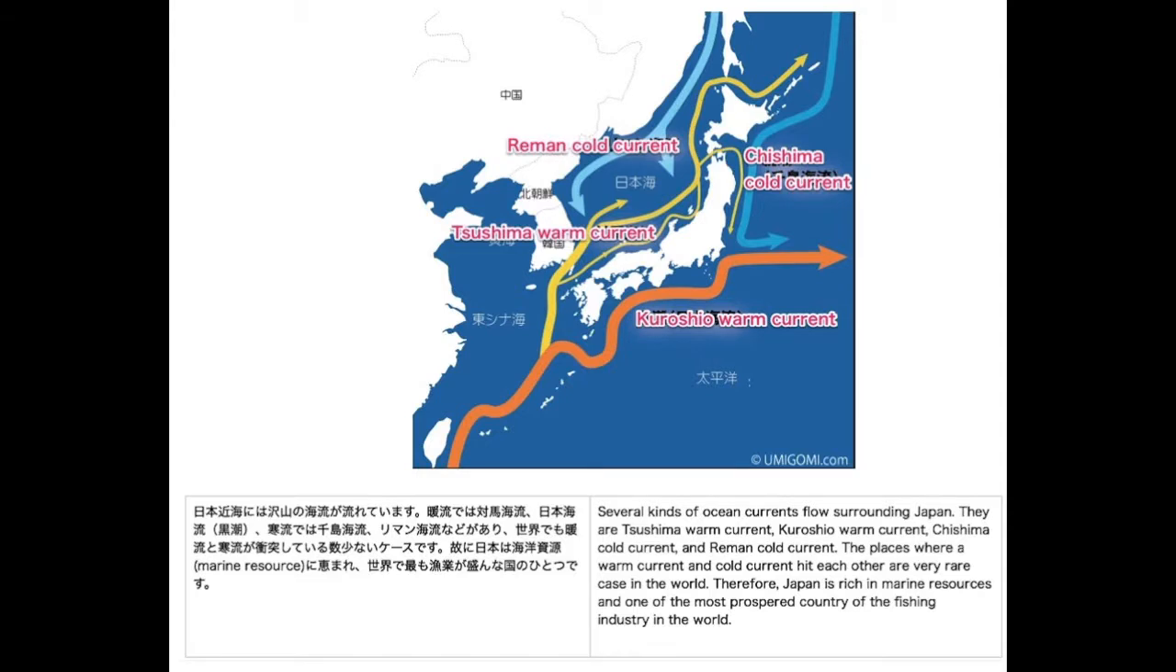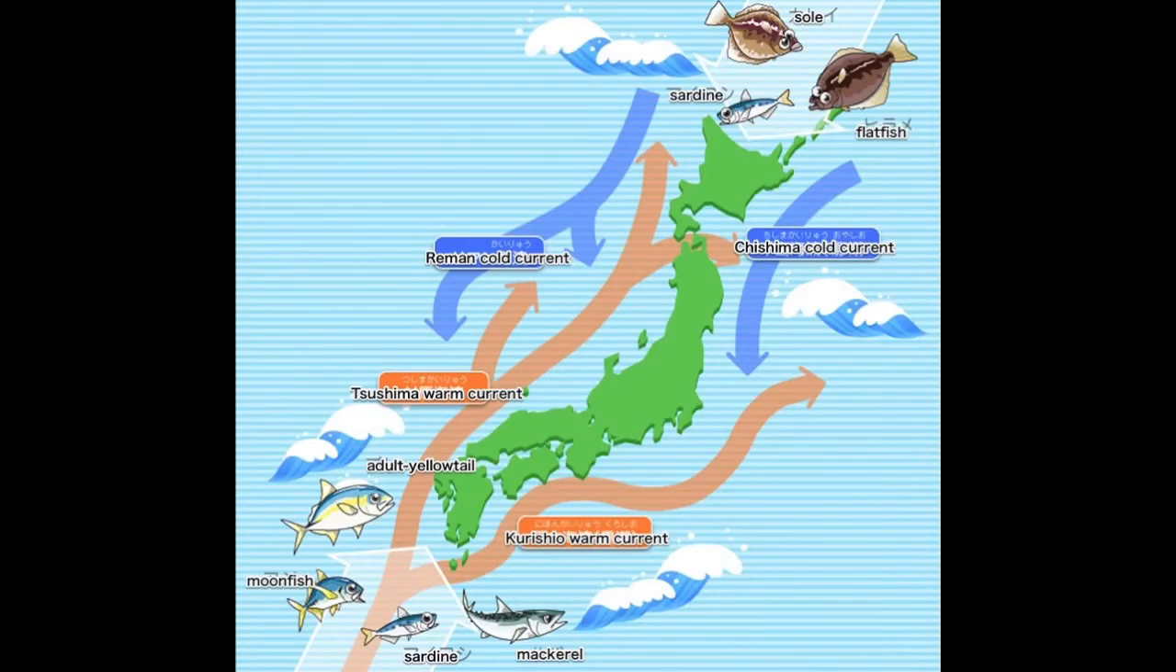The places where a warm current and a cold current hit each other are very rare in the world. Therefore, Japan is rich in marine resources and one of the most prospered countries of the fishing industry in the world.